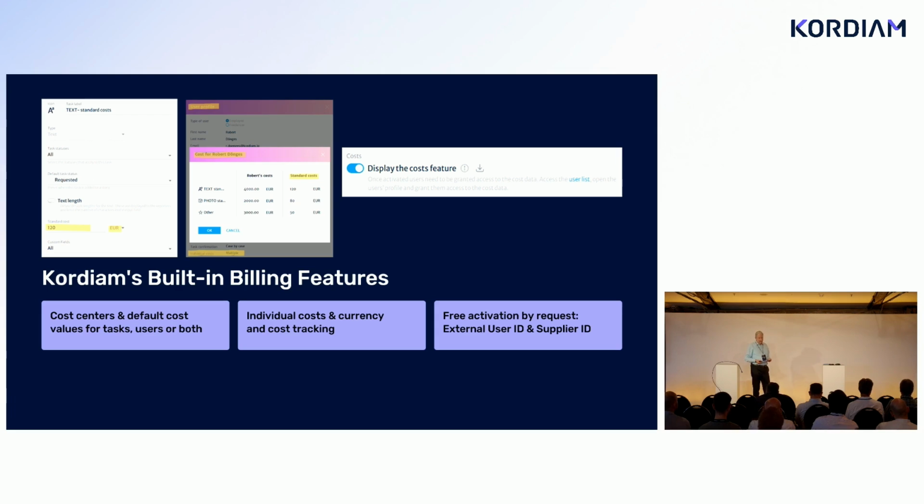And external user IDs, I'll say the words in German too. The external user ID in German is the externe Mitarbeiter ID, and the supplier ID, the Honorar ID, can be activated free of charge upon request. So if you plan to do something and you have not already done it, please contact us and we can activate these features for you.